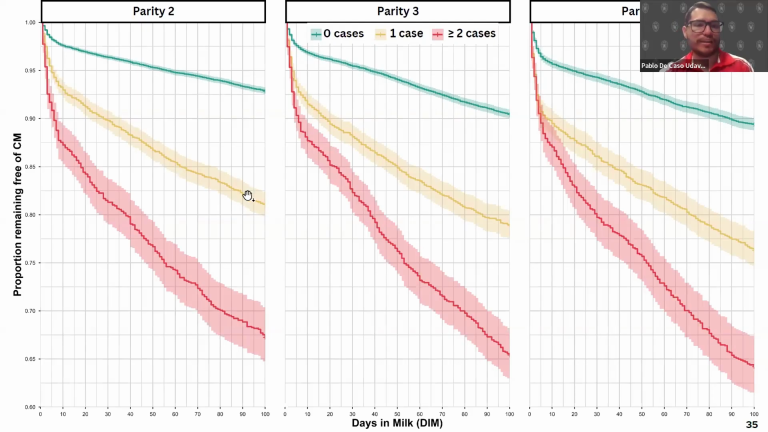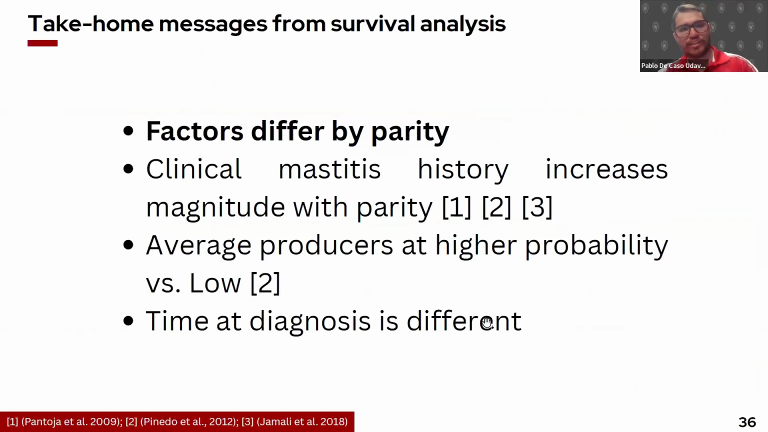It falls at least 7 to 10 points in comparison to one of the parities in that aspect. And if they had two or more cases, the probability also drops dramatically that they are going to remain free of clinical mastitis. So what this allows us to see is that not only is the risk going to differ by parity, but also the factors that drive that risk for each parity are going to differ from one another. And this has been documented quite a bit in the literature.